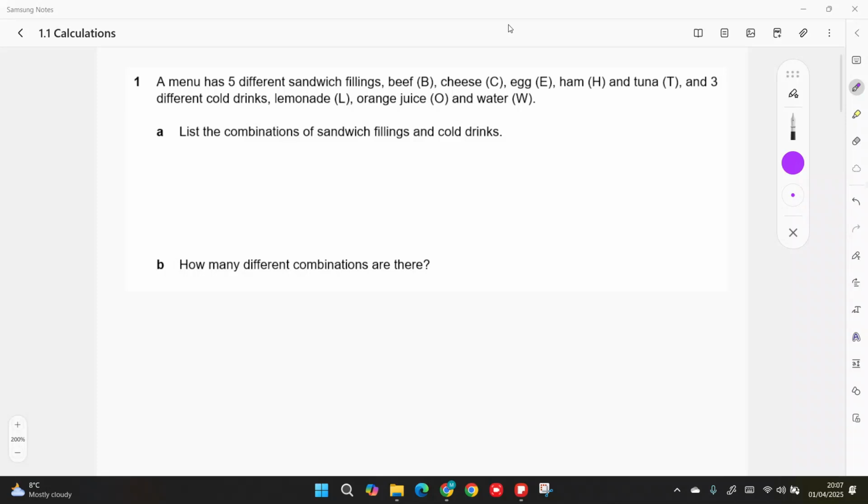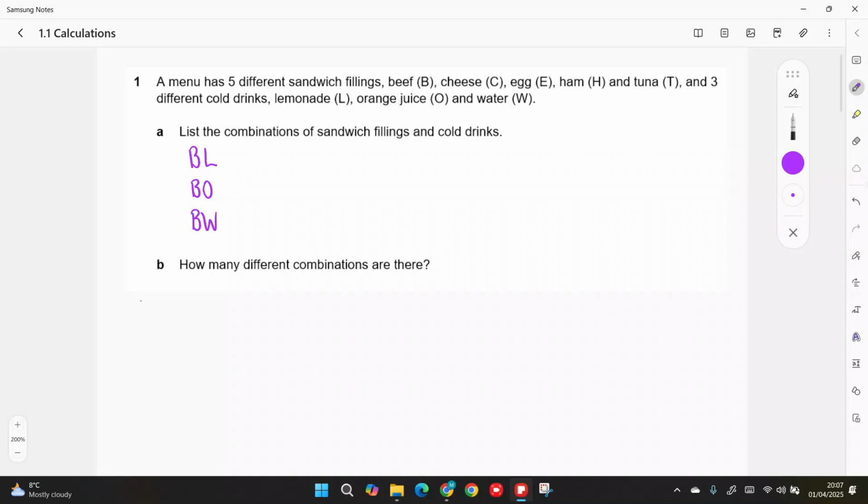Well, the best way to do this is to approach it methodically and do it in an order where you know that you aren't going to miss a combination. So let's start off by listing all the beef sandwiches with their assigned drinks. So we have beef and lemonade, beef and orange juice, and beef and water. Okay, there are no other possible combinations involving a beef sandwich.